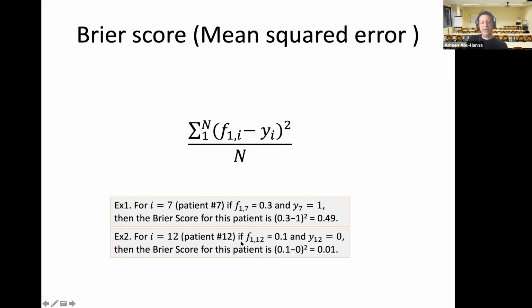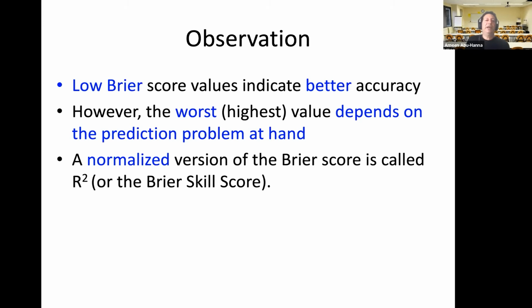Let's take a patient who lived. My prediction was 10%, and the patient lived. So it's good. I'm close to 0. And then I just look at the distance squared, which is 0.01. So this is the Brier score. Now, the thing that we know about the Brier score is, of course, that we want a low Brier score. The lower, the better. But the worst, highest value depends on the prediction problem at hand.